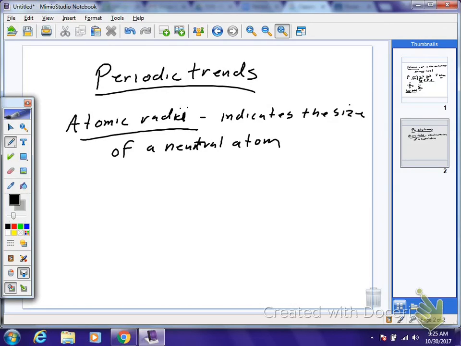So what's the group trend? What do you guys see? Going down each group, what's the trend for atomic radii? Faith? The size increases? Yep. So the size of the atomic radii increases going down a group.